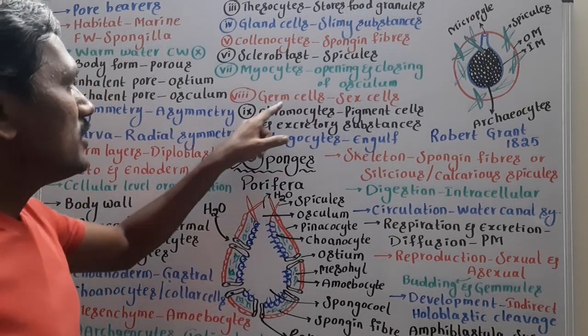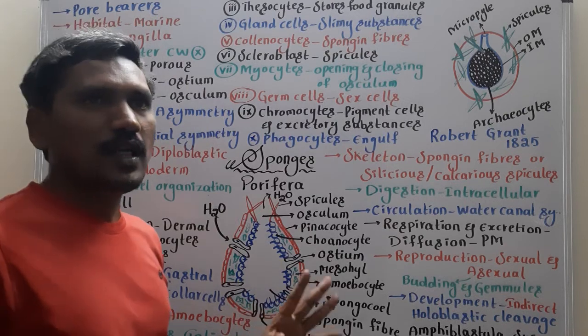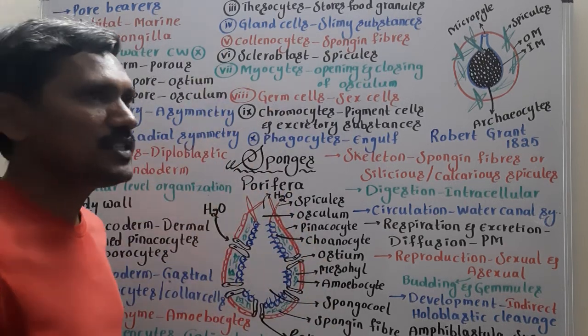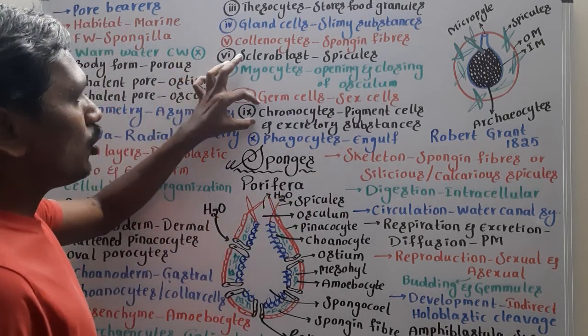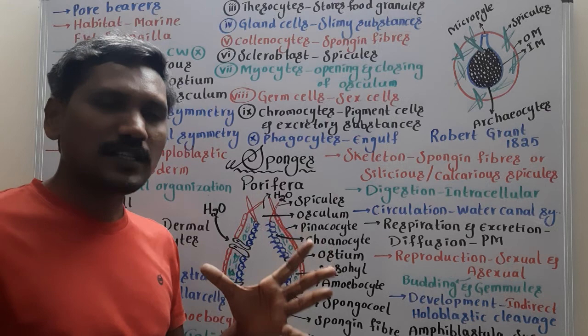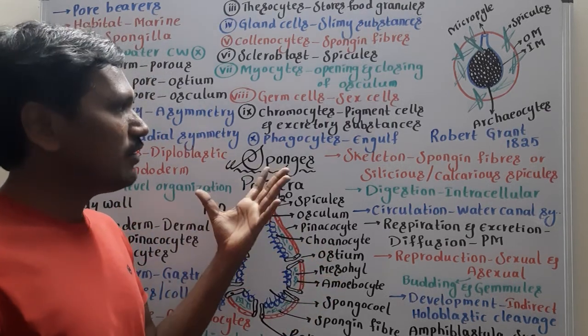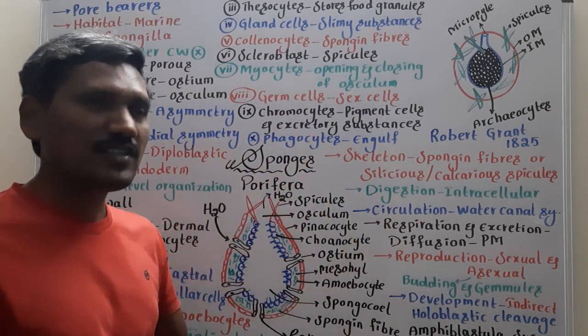Then germ cells. In the mesohyl layer itself, sex cells are present which produce the male and female gametes, which help in sexual reproduction, which we will discuss in a later topic. Then chromocytes. Chromocytes help in the pigmentation or coloration of sponges, and the second function is that they help in excreting different types of substances also.